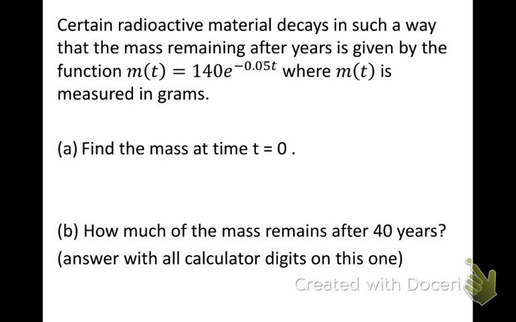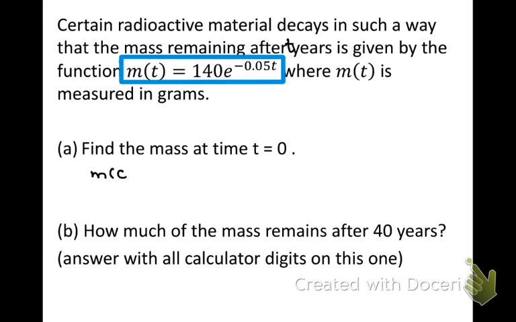All right, this time we have a certain radioactive material that decays in such a way that the mass remaining after t years, there's a t missing there, is given by the function m of t equals 140 e to the negative 0.05 t, where m of t is measured in grams. So we are focusing on this function m of t. First thing we want to find is the mass at time t equals 0. So that means we're going to plug in 0 for t.